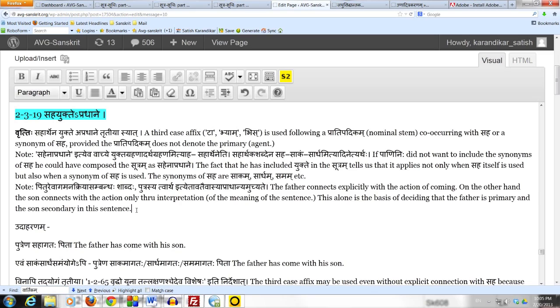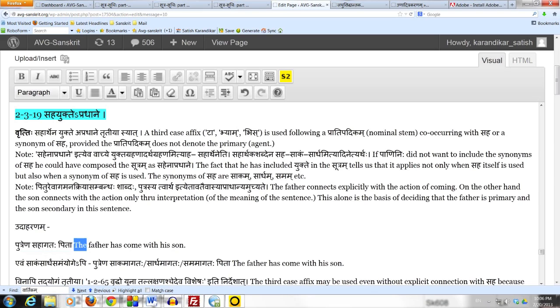The note says here, Pitareva gamana kriya sambandha shabdaha putrasya tvarthaha, ityetavataivasya pradhanyam uchyate iti etavata eva asya apradhanyam uchyate. Okay, this is talking about the example Putrena saha agataha pita. The father has come with his son.